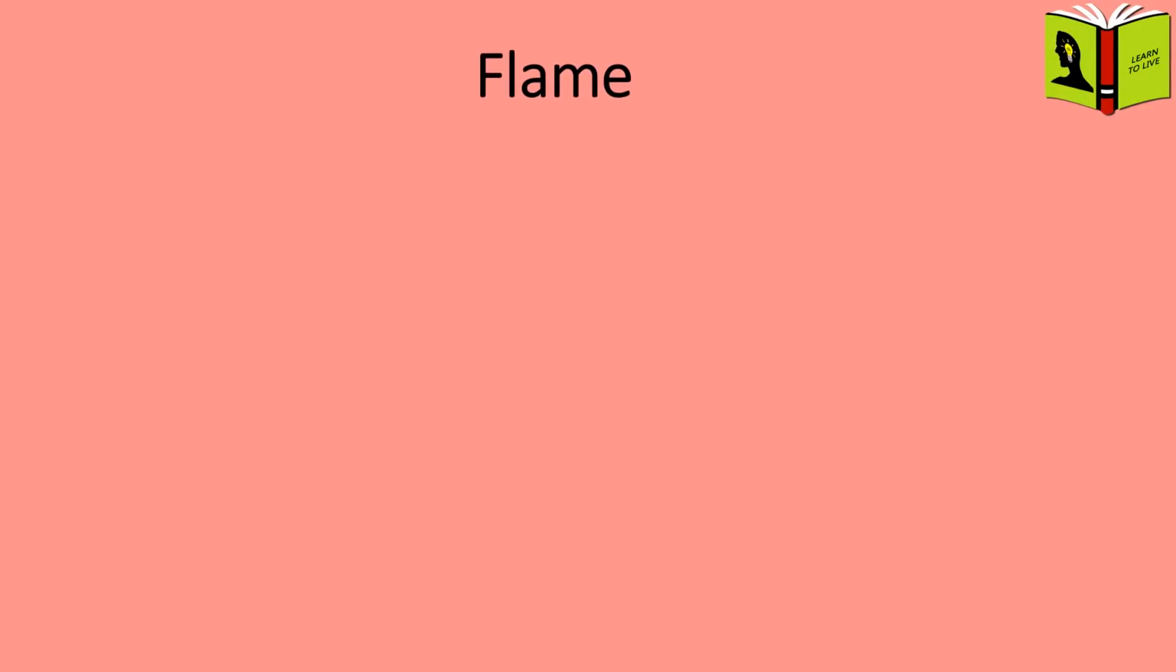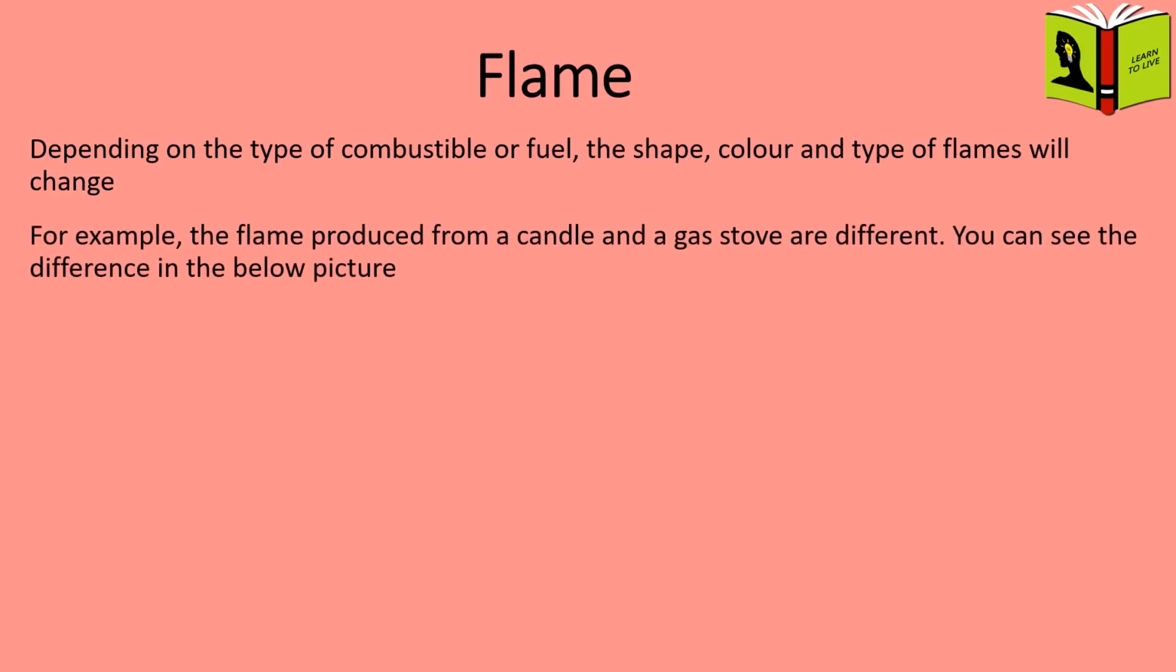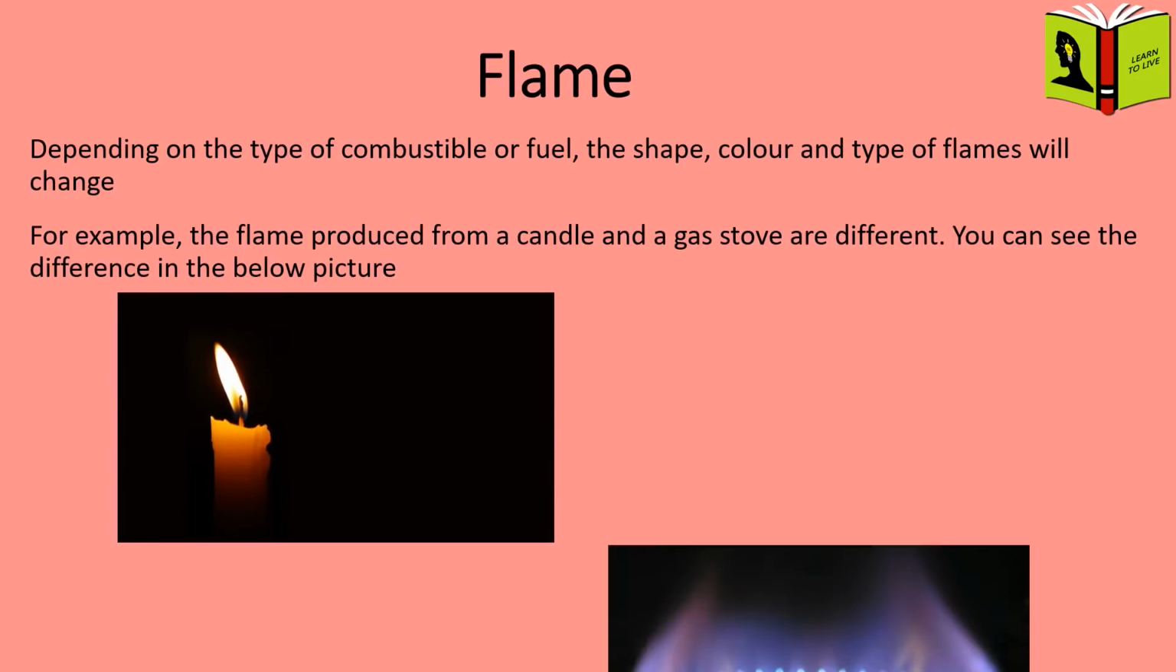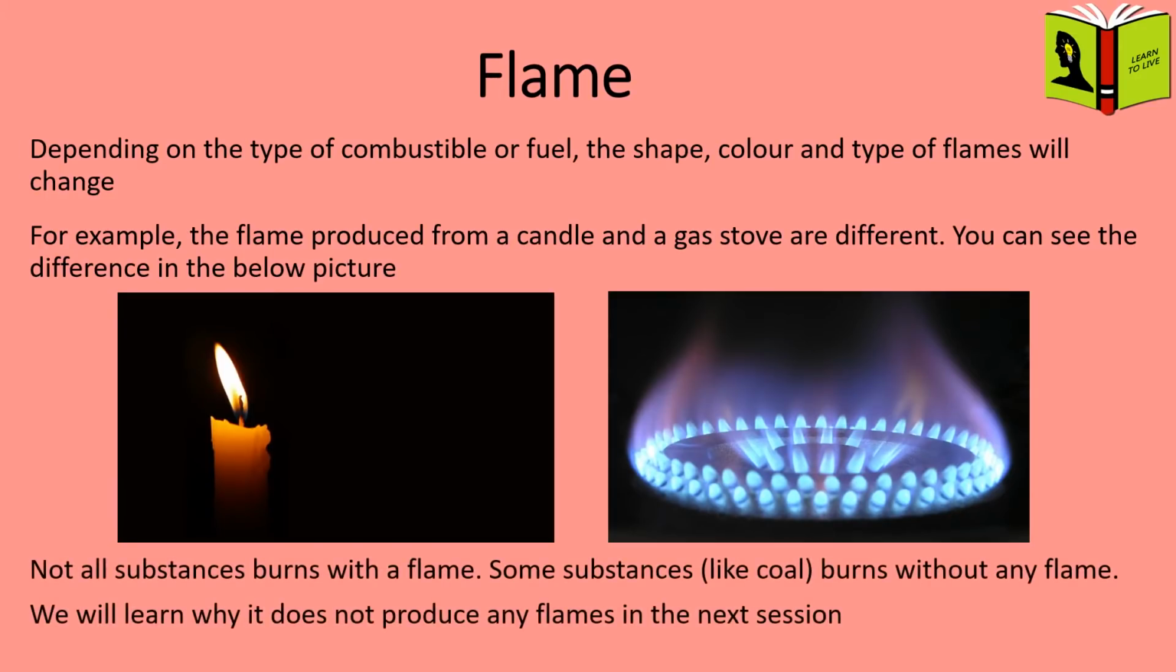Now, let us learn about flame. Depending on the type of combustible or fuel, the shape, color, and type of flames will change. For example, the flame produced from a candle and a gas stove are different. You can see the difference in the below picture. Not all substances burn with a flame. Some substances like coal burn without any flame. We will learn why it does not produce any flames in the next session.